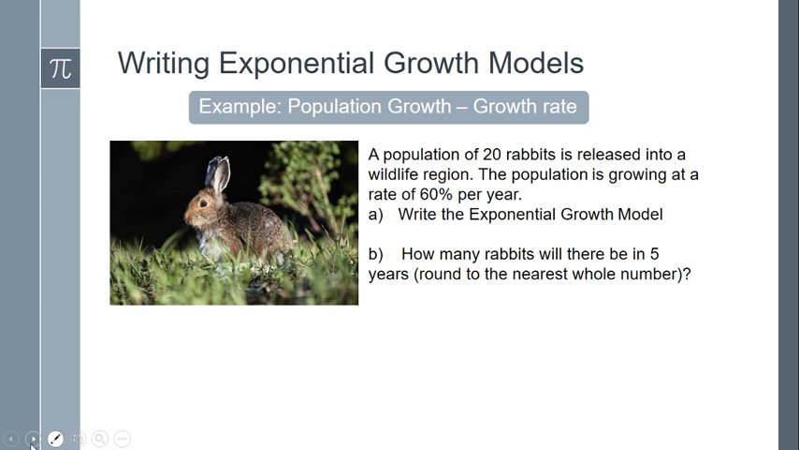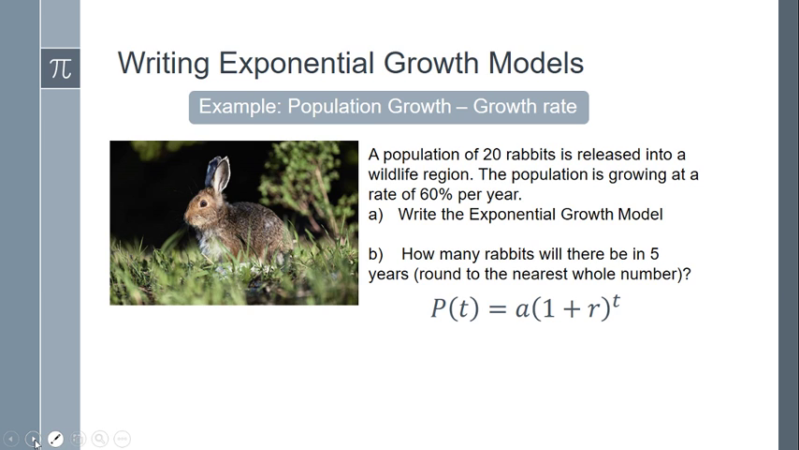Another classic example, right, is population growth. So let's talk about a population of 20 rabbits being released into a wildlife region. Right, the population is growing at a rate of 60% per year. We want to A, write the exponential growth model, and then B, determine how many rabbits there will be after 5 years.